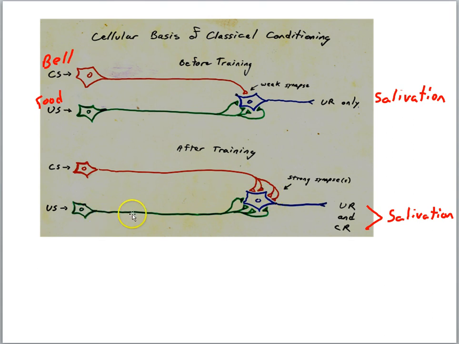You'll recall it's the food pathway that was strong to begin with, and so we will be activating the target cell. But if we are pairing the bell and the food, then the bell pathway is active when the target cell is firing, and that means we have the conditions for LTP to occur at those synapses. And what we're saying here is that actually the strength of the synapses is being increased, and in fact you can actually get the growth of new synapses.